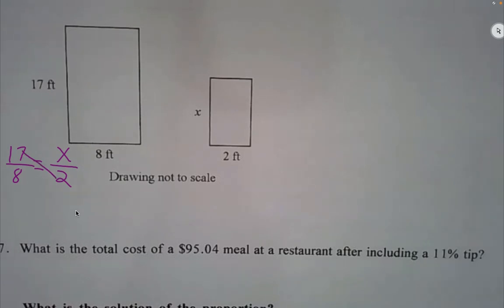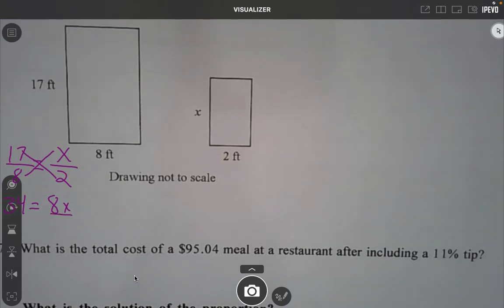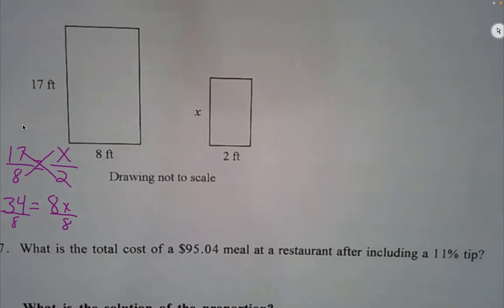Okay, what is 17 times 2? We cross multiply: 34. And then 8 times x, 8x. Okay? Then what do you do to solve? Divide both sides by 8. Divide that by 8. What is that? 4.25. Okay.